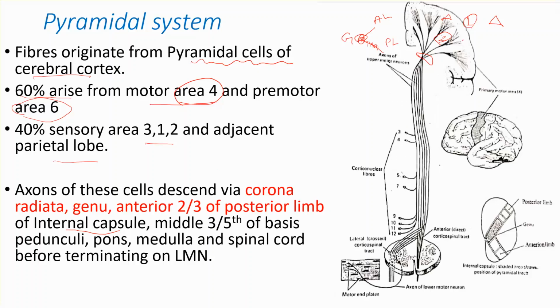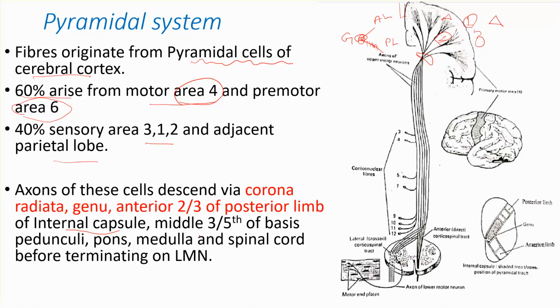And also, if you know the motor homunculus, here the face is represented at this place, and then you can see the thumb and the upper part of the body, and then the lower limb will be represented on the medial side usually. The same way in the genu also, the face will be represented, and then comes the other parts of the body. This is called the laminar arrangement of the fibers.